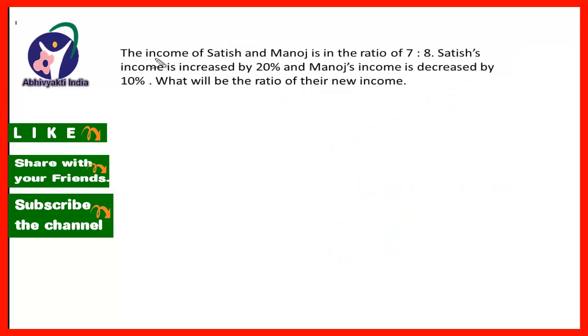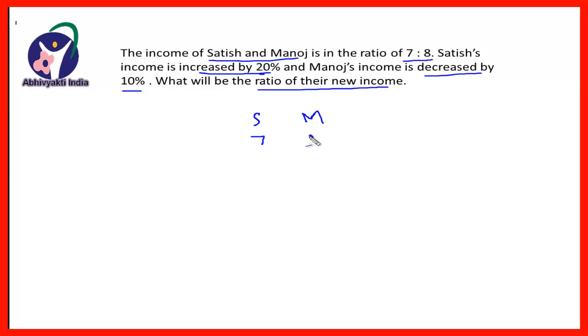Next question is, the income of Satish and Manoj is in the ratio of 7:8. Satish's income is increased by 20% and Manoj's income is decreased by 10%. What will be the ratio of their new income? Satish and Manoj, their income is 7:8. So let Satish's income be 7x and Manoj's income be 8x.